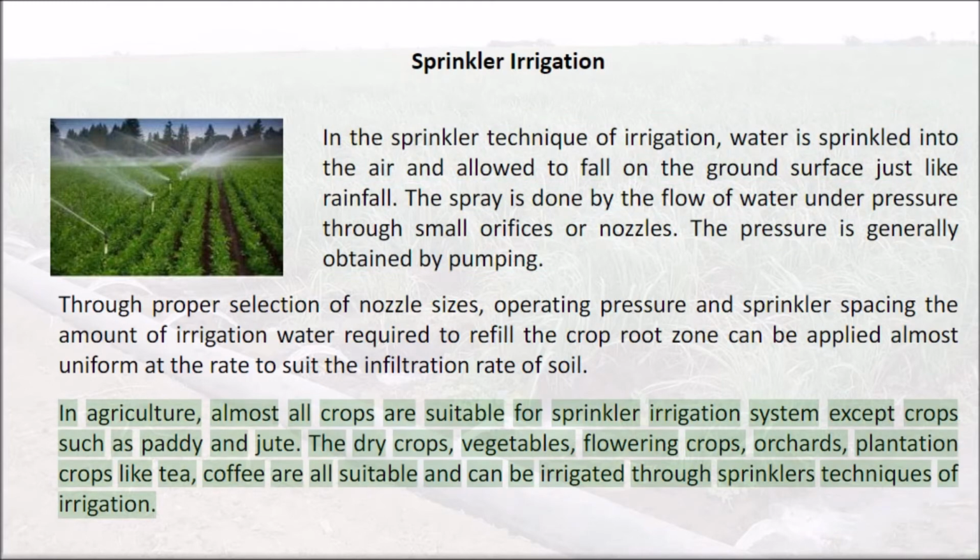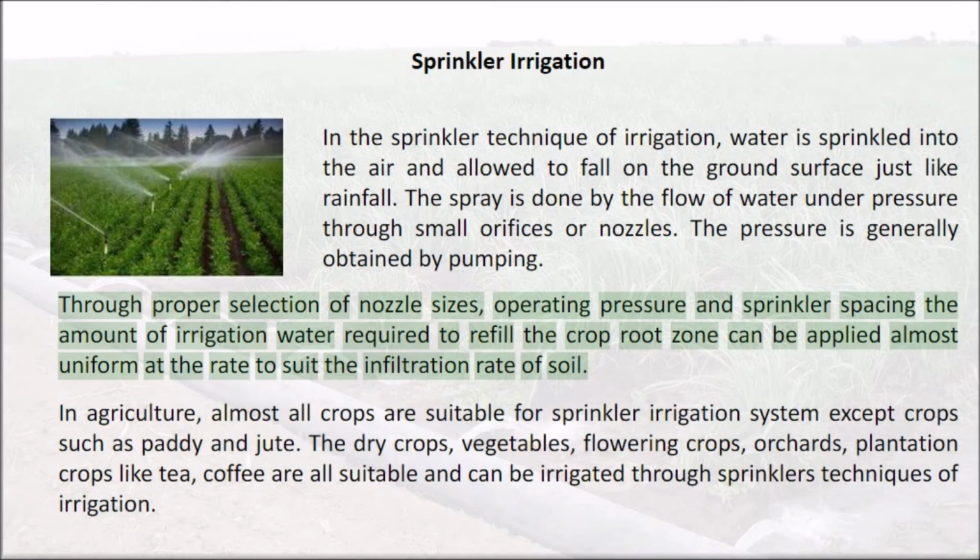In agriculture, almost all crops are suitable for sprinkler irrigation system except crops such as paddy and jute. The dry crops, vegetables, flowering crops, orchards, plantation crops like tea, coffee are all suitable and can be irrigated through sprinkler techniques of irrigation. Through proper selection of nozzle sizes, operating pressure, and sprinkler spacing, the amount of irrigation water required to refill the crop root zone can be applied almost uniformly at the rate to suit the infiltration rate of soil.